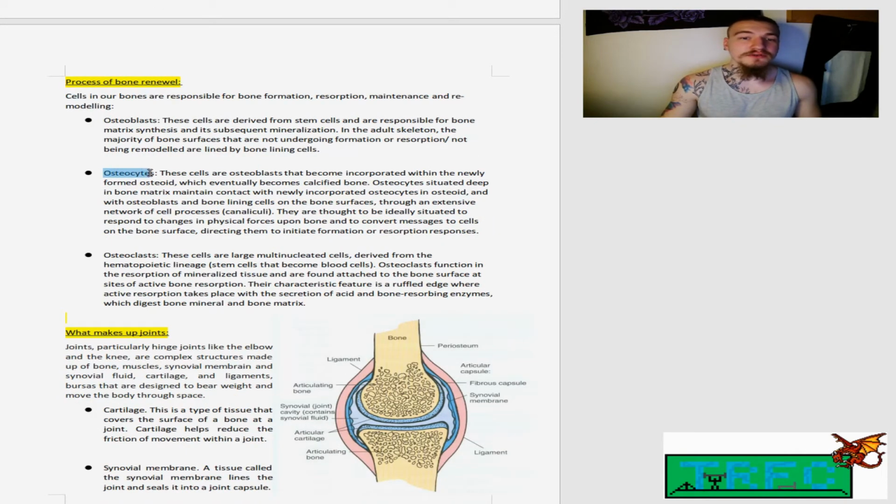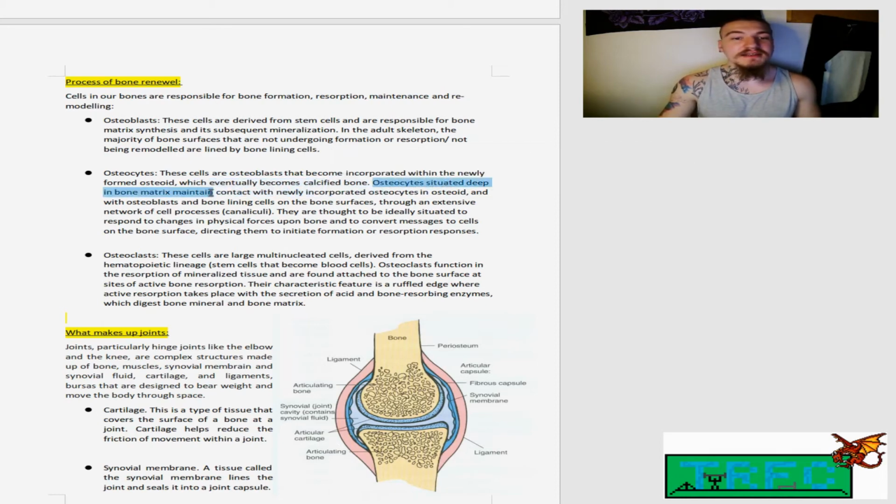Next we've got the osteocytes. Now then, these cells are like osteoblasts that became incorporated in the newly formed osteoid. So basically what this means is eventually this becomes part of the calcified bone.